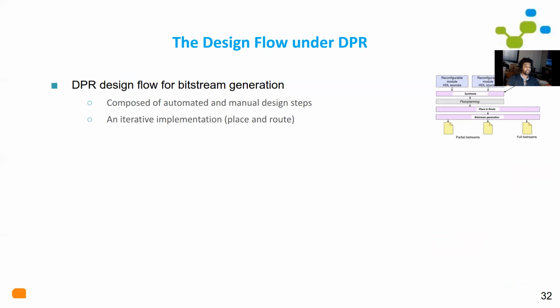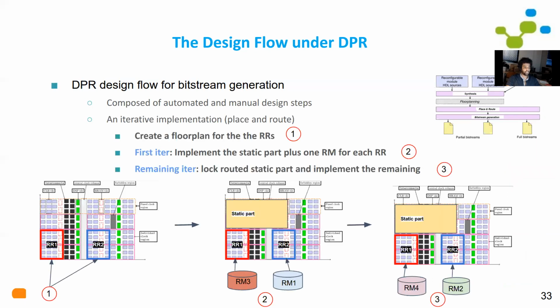And in general, a DPR flow involves an iterative implementation. What this means is, first, we decide the floor plan for the reconfigurable regions. And in the first iteration, we implement, meaning we place and route, the static part with the first group of reconfigurable modules. And then in the following iterations, we only place and route the remaining reconfigurable regions.